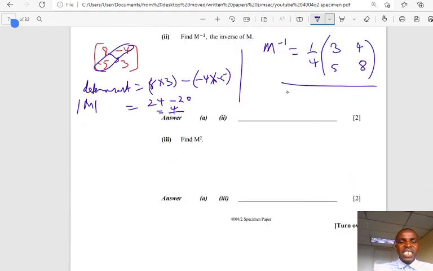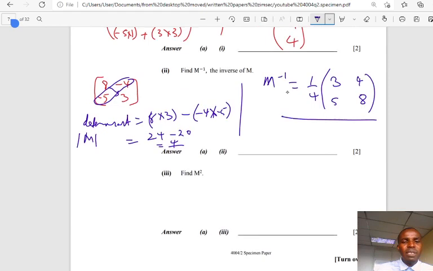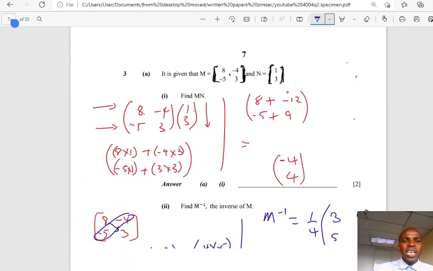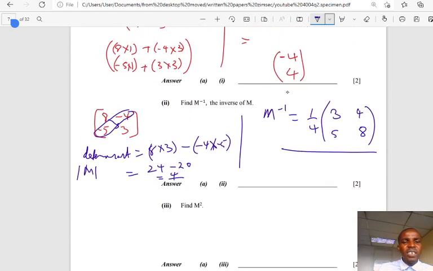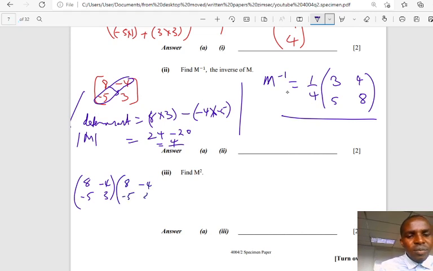Done. Next, find M squared. M squared is M times M. It's matrix M times matrix M, which is 8 minus 4 minus 5, 3. Let me just take it from here. So M is 8 minus 4 minus 5, 3. Then M squared means this matrix times this matrix, like this. So use row by column. Row by column, so row in this one and column on this one.